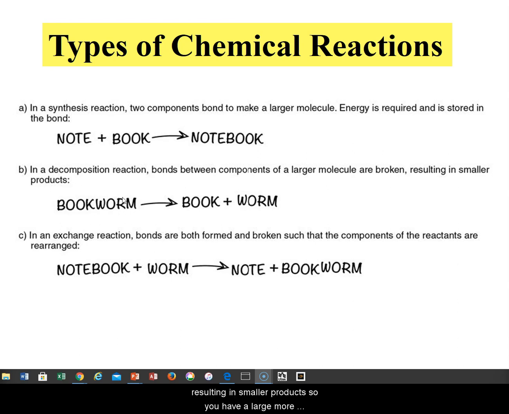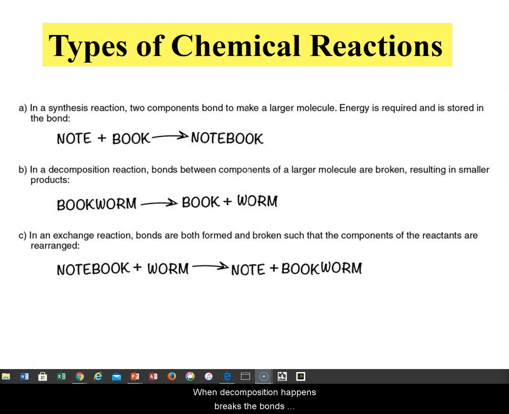Now, decomposition reaction: bonds between the components of larger molecules are broken, resulting in smaller products. So you have a large, more complex molecule. It has that energy stored inside of it. And when it breaks down, it releases that energy, so we call that exothermic. We also call it catabolism, because it releases that energy. Anabolism builds, stores energy. Catabolism releases the energy.